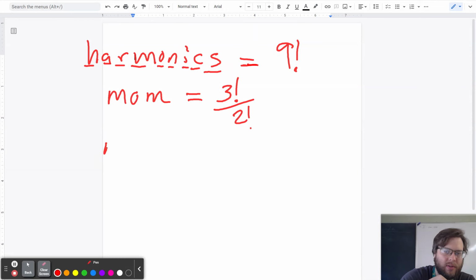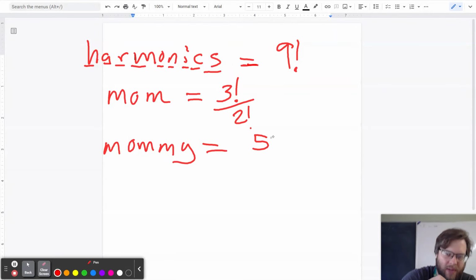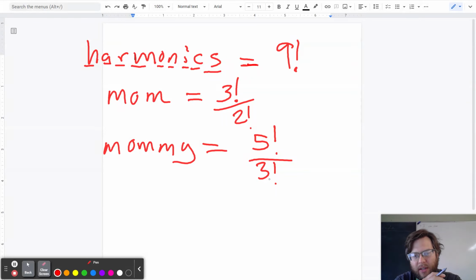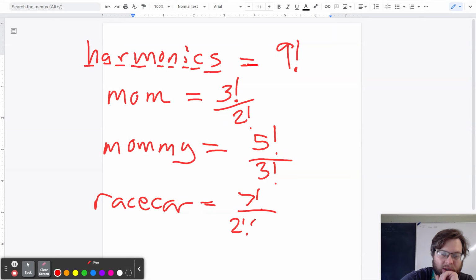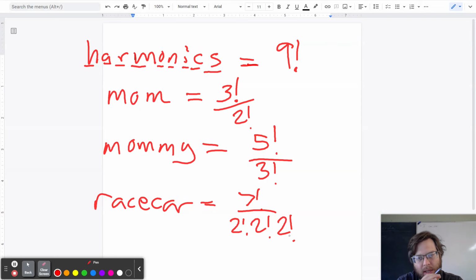If you had a word, I don't know why this word is on my head, but if you had a word like mommy instead, that's 5 different options, and then there's 3 repetitions of the letter M right there. If you had a word that had multiple repetitive letters, like race car, that has 7 total letters, but there are 2 R's, 2 A's, and 2 C's. So you just kind of go through and knock it down like that. So anyway, that's the first part.